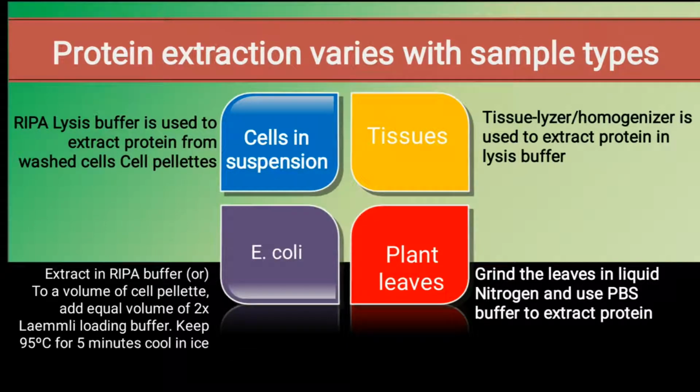In case of E. coli, the pellet can be mixed with RIPA buffer to extract the protein. Alternatively, 2x Laemmli buffer is added to the E. coli pellets and it is processed for SDS-PAGE.